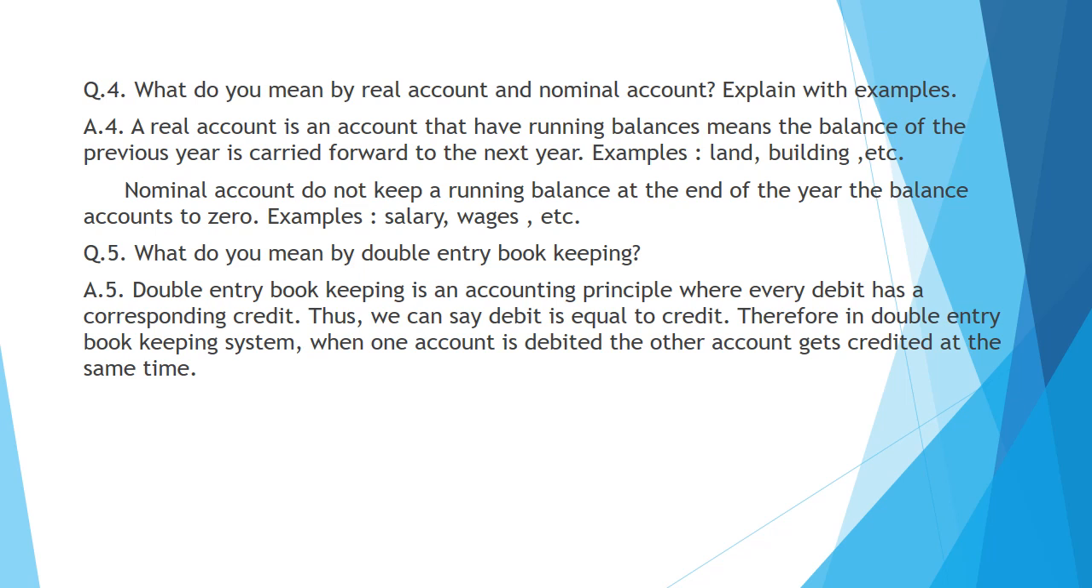Fifth question, what do you mean by double entry bookkeeping? Double entry bookkeeping is an accounting principle where every debit has a corresponding credit. Therefore, we can say debit is equal to credit. In a double entry bookkeeping system, when one account is debited, the other account or accounts get credited at the same time. Therefore, debit is equal to credit in a double entry bookkeeping system.